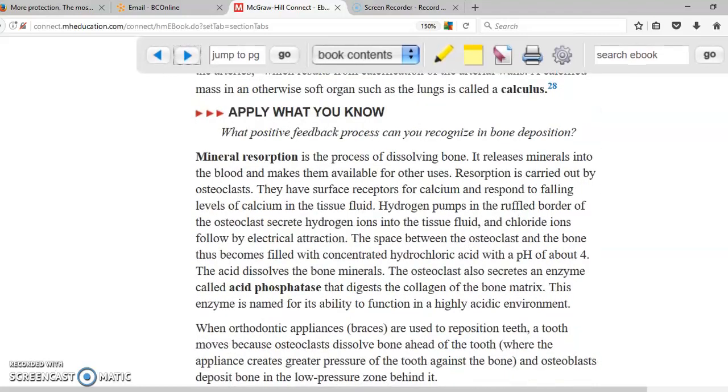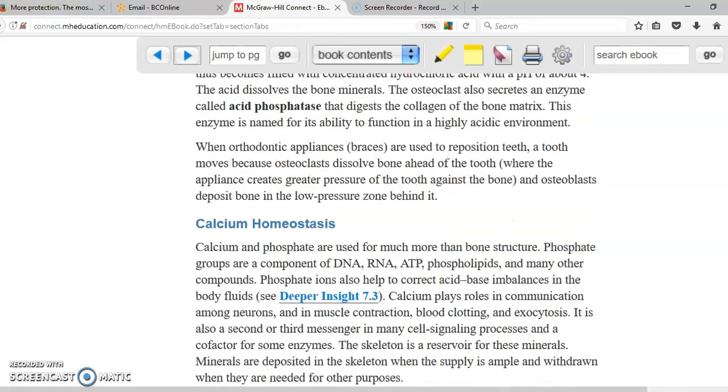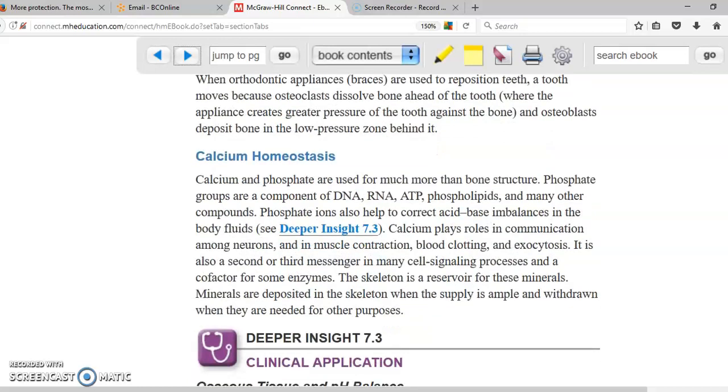Mineral resorption is the process of dissolving the bone, and this is necessary, for example, when we need to have calcium available in our body, such as the nerves, for example, need calcium in order to function. Then again, we have a process called mineral resorption, and the cell that is responsible for that is going to be the osteoclast. So when you have the calcium necessary for your body to perform the job, then obviously the calcium is going to be in homeostasis.